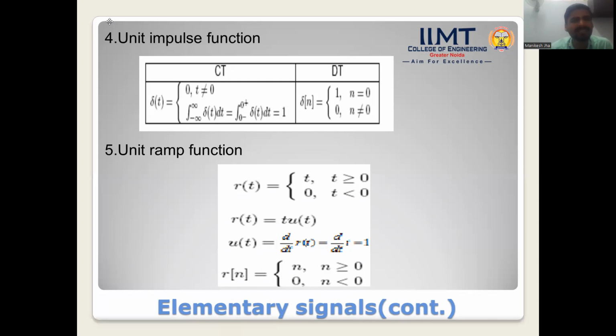In the discrete time domain, it is represented as δ(n). δ(n) equals 1 when n equals 0, and 0 when n is not 0. The second important signal is the unit ramp signal. The unit ramp function is represented as r(t). r(t) equals t u(t), where u(t) is the unit step function. So it is t when t is greater than 0 and 0 when t is less than 0. This is your ramp function.